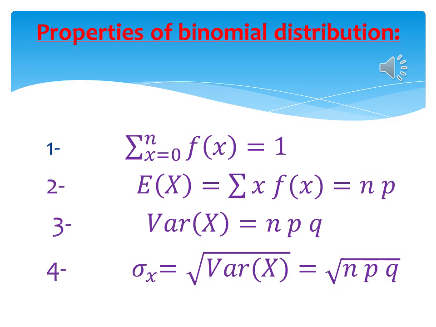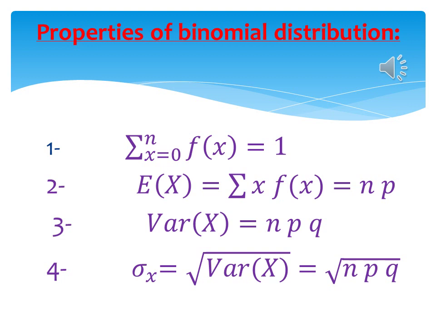If I have a binomial distribution, what are its properties? Number one, the summation of the probabilities equals 1. The probability is called f of x. So the summation over x equals 0 to n, where n is the total number of experiments, of each probability is equal to 1. What about expectation? Expectation is the mean. The mean is E of x, the expectation of x, equal to the summation of x times f of x. In the binomial distribution, it is proved that the expectation of x equals n p, n the number of trials, p the probability of success.